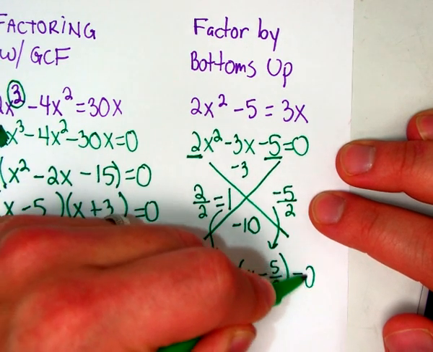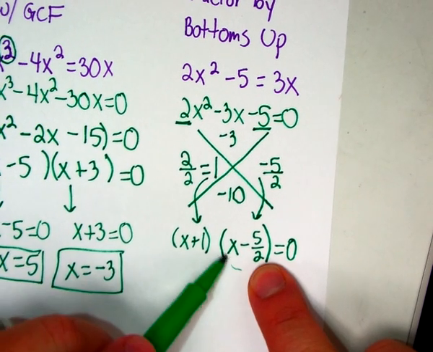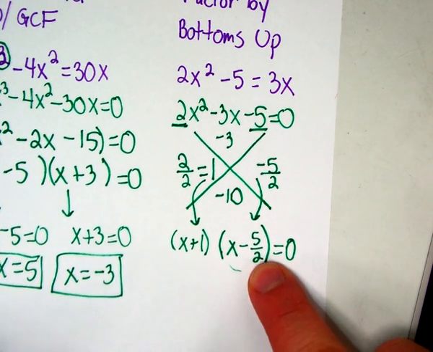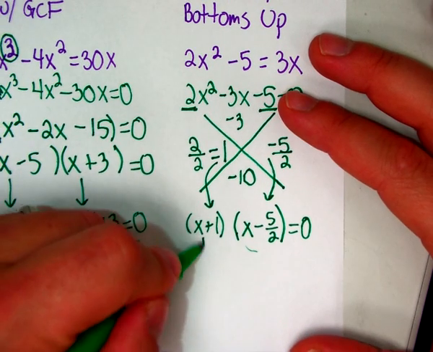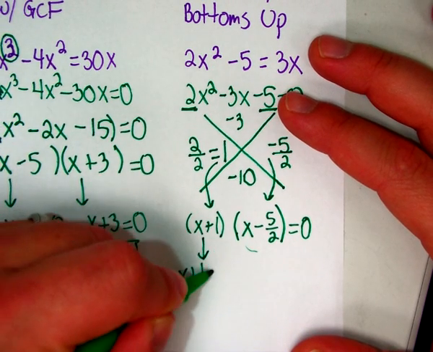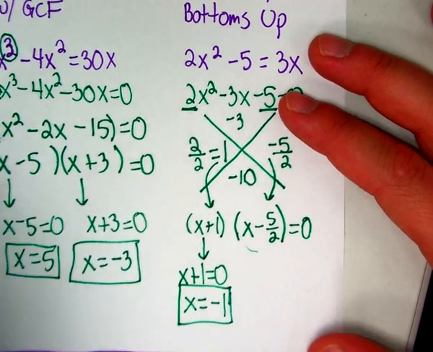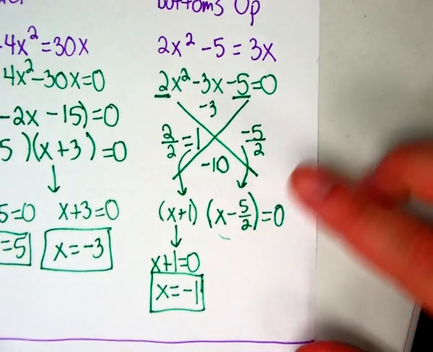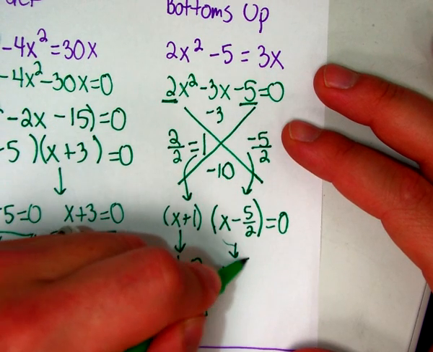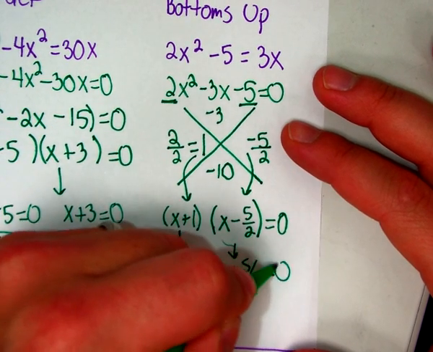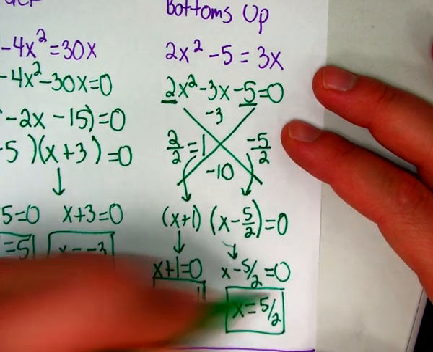Now normally when we did bottoms up, you would actually take and move this 2 up in front of the x here, so we'd have 2x minus 5. But we're not trying to just factor this, we're trying to solve. So let's save a step and actually just solve each one of these. So x plus 1 is equal to 0, that means x is equal to negative 1. For x minus 5 over 2, let's write it x minus 5 over 2 equals 0. Add 5 over 2, we get x equals 5 over 2, and we are done.